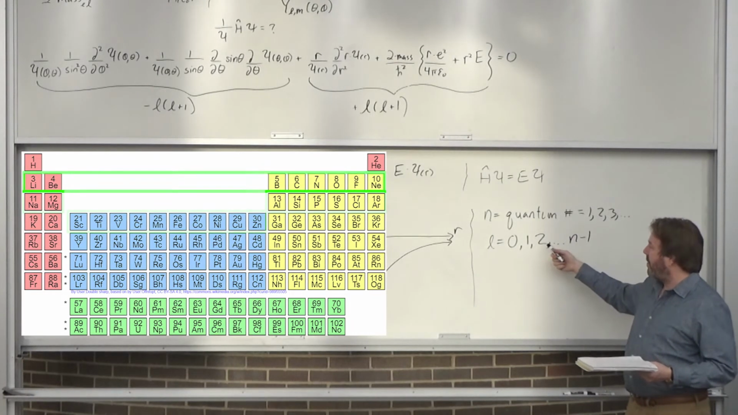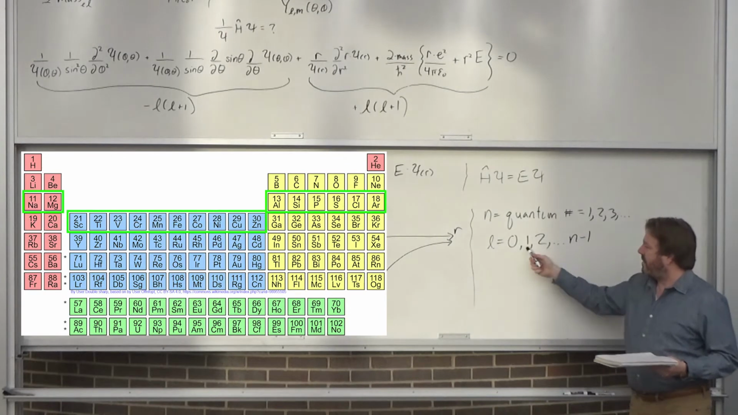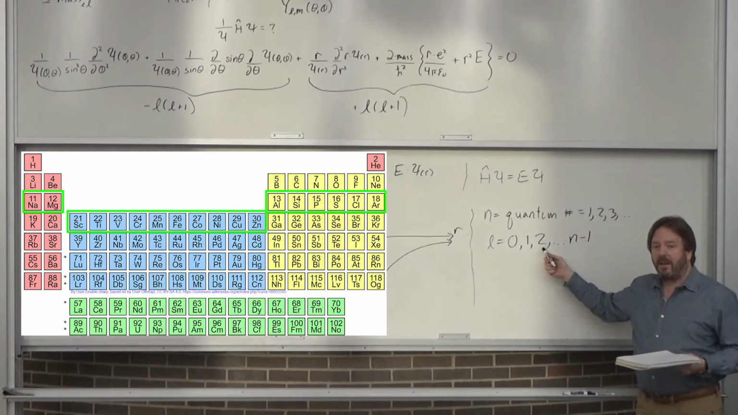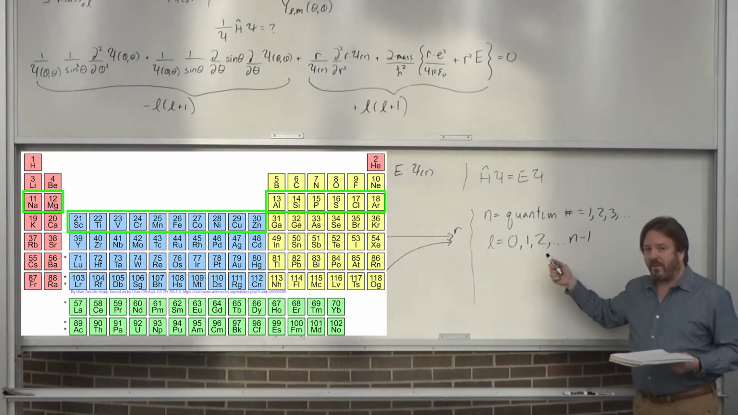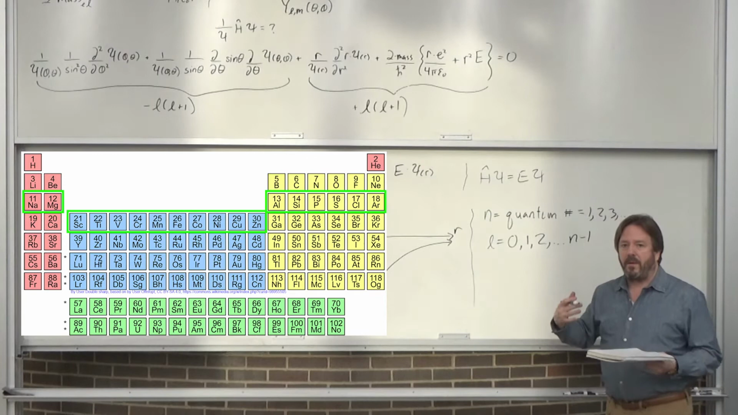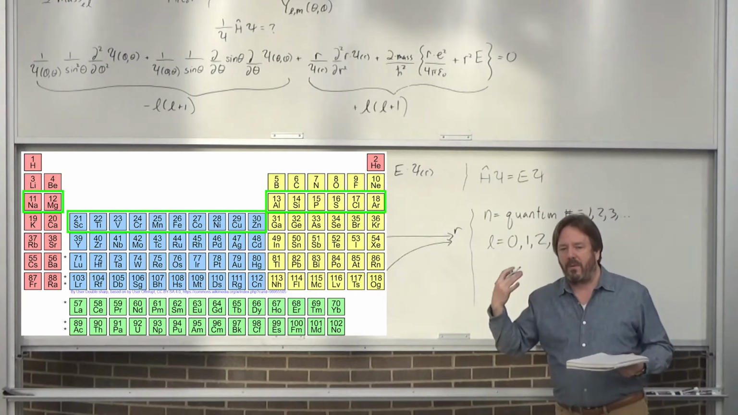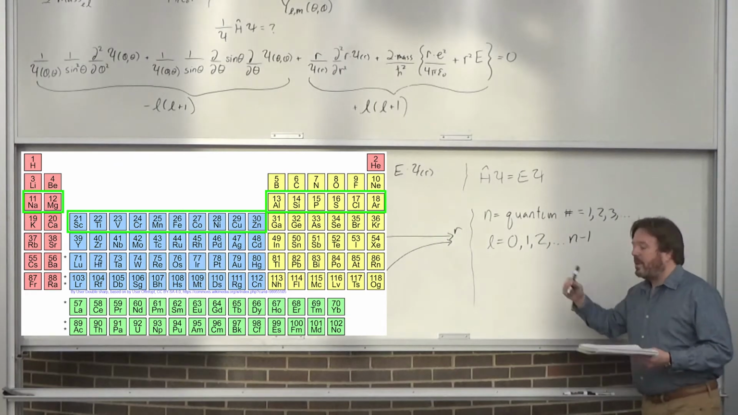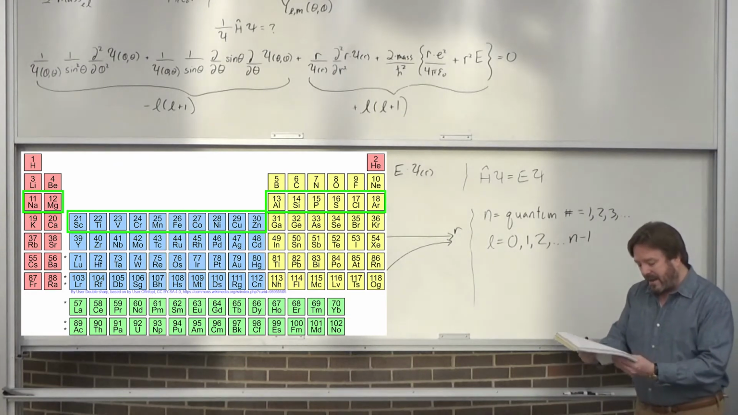If you go to the third row, now you can have 0, 1, or 2 for angular momentum. That's the d block. L of 2 are the d orbitals, and of course you can have 5 of those: dz squared, dxy, dyz. I don't remember the rest, but anyway, there's 5 of them. Okay, so I just want to point out that that also makes sense.